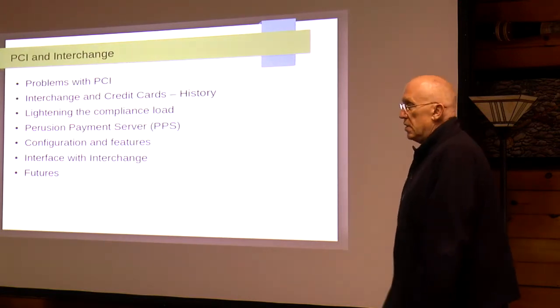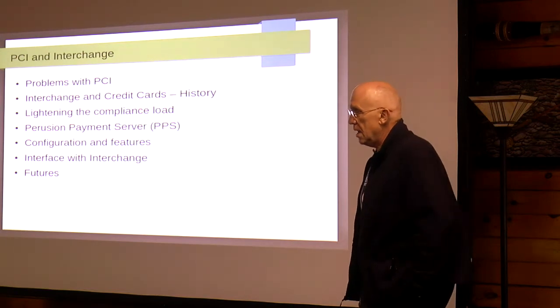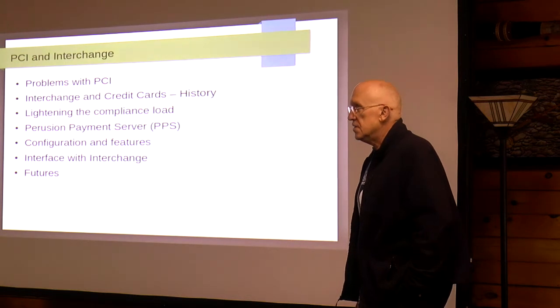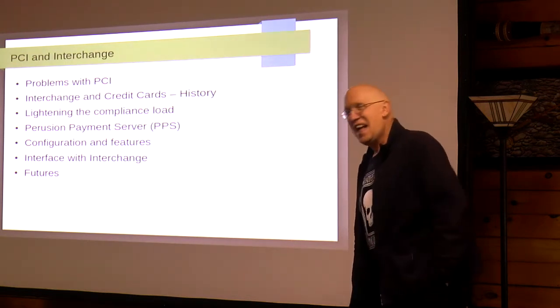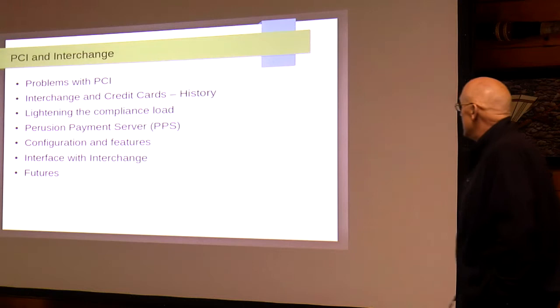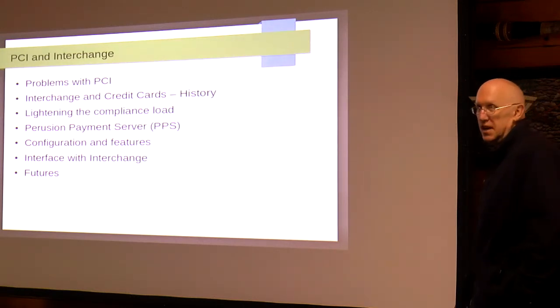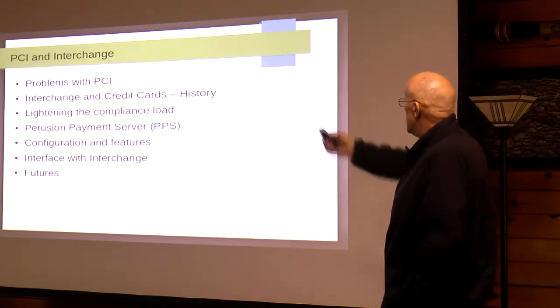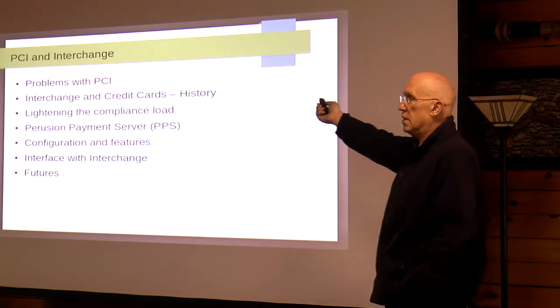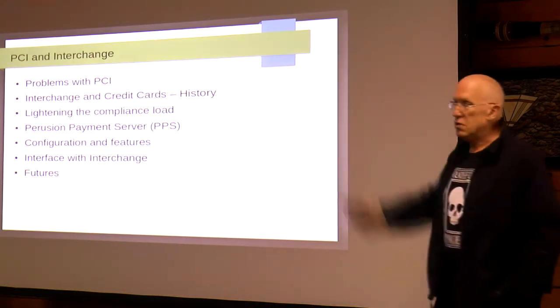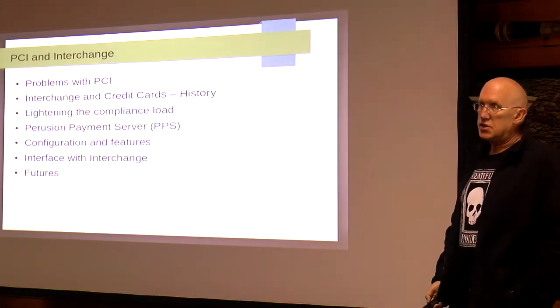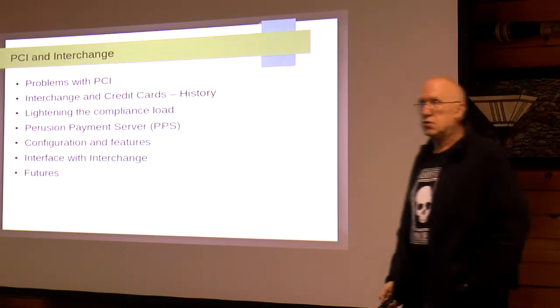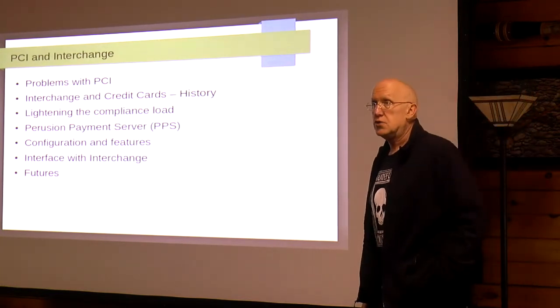One of the problems we've run into being in e-commerce, and I'm sure all of you have been through this, is PCI. We have lots of problems with PCI. Most of our problems have to do with sleeping at night. Now, Interchange has been very lucky with credit cards. The history of that, of course, is that we made an early decision to use PGP and to individually encrypt credit card numbers on Interchange.